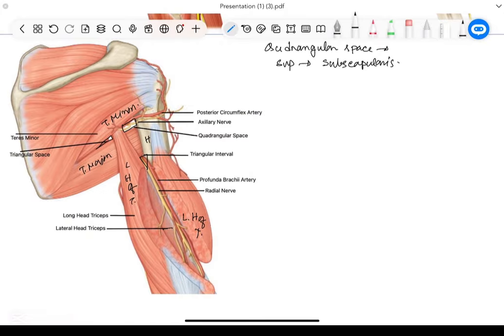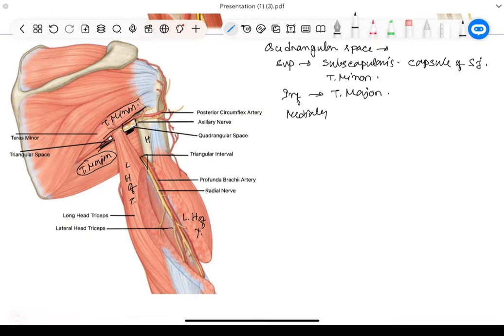It will be inserted into the capsule of the shoulder joint, and just now, whatever muscles I said here, what is the name of this? Teres minor. So the lower border of teres minor is the superior boundary. What is the inferior boundary? The inferior boundary will be this muscle. What is the name of this muscle? This muscle is teres major. So the superior border of teres major.